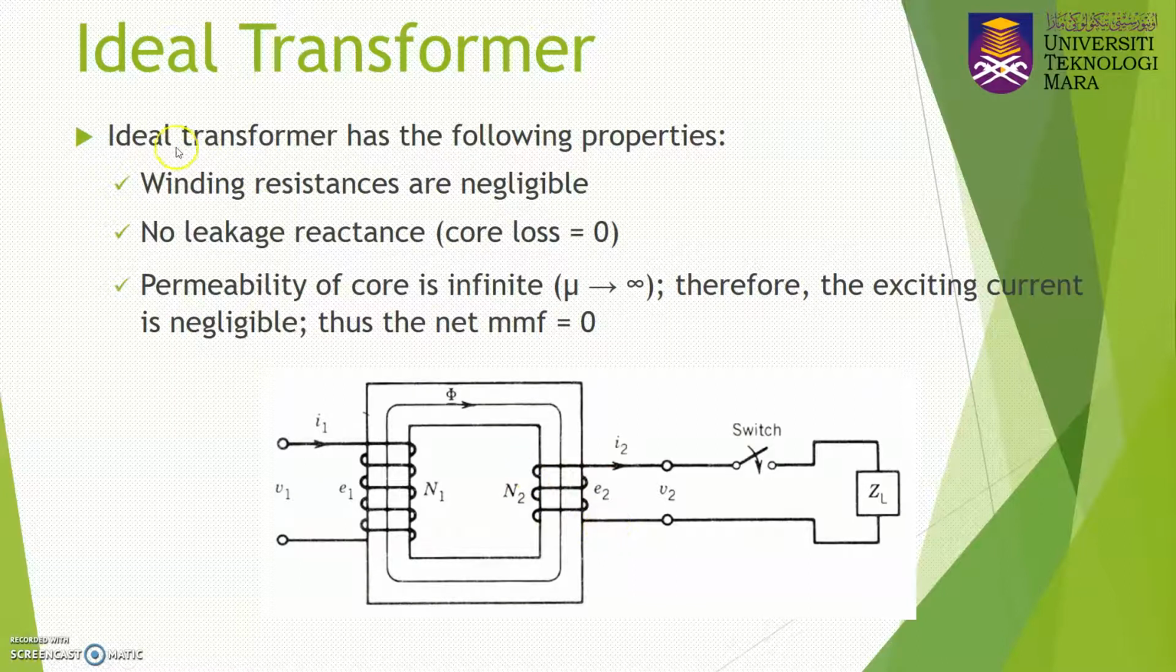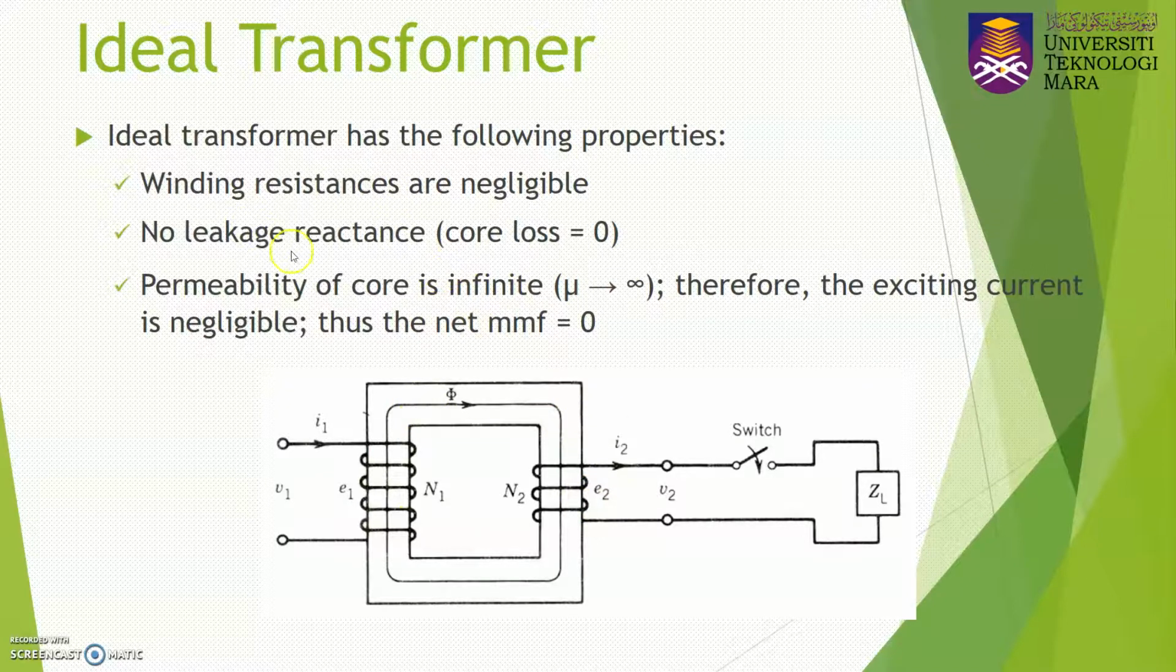So for the ideal transformer, we need to consider the following properties. The first thing we need to consider is that the winding resistance is negligible. Here you have a winding, here also you have a winding. We consider the resistance of the windings negligible. And then we consider that there is no leakage reactance, meaning that all flux is confined to the core, and all flux links both windings, so there is no leakage flux.